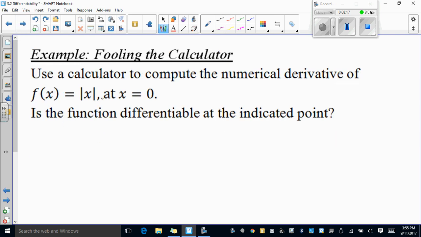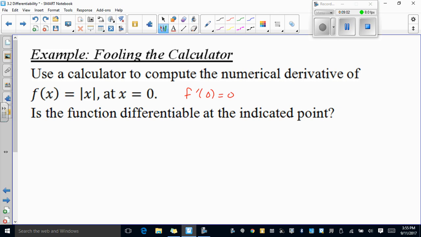Use a calculator to compute the numerical derivative of f of x equals absolute value of x at x equals 0. Is this function differentiable at the indicated point? Well, let's put this first into the calculator. Yes, I'm playing with the calculator. Absolute value of x. I don't have this written on my paper, so I don't know what the value is. Oh, I get 0. So on this particular one, f prime of 0 equals 0.